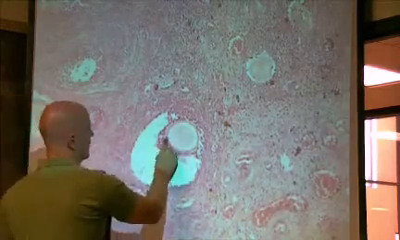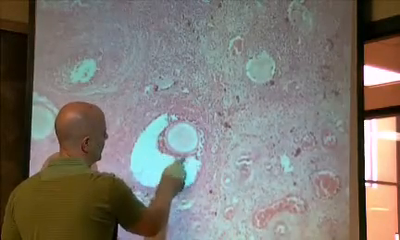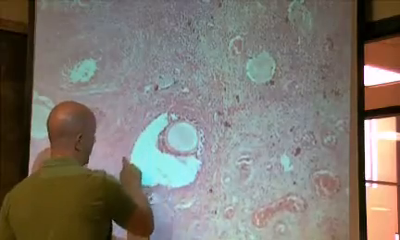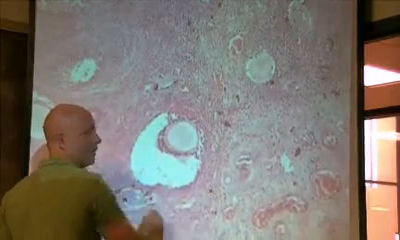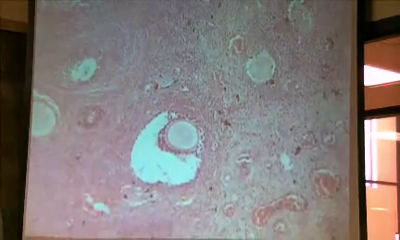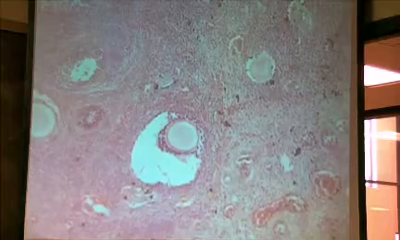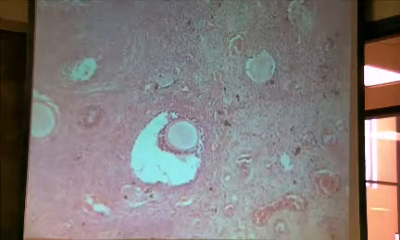Here's the oocyte, zona pellucida right there, that pink line. Here's cumulus oophorus around there. Thecal cells are found out around the follicle there. The antrum is the space. Okay. Any questions on this slide?